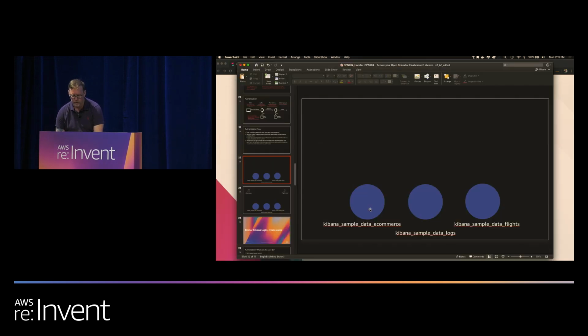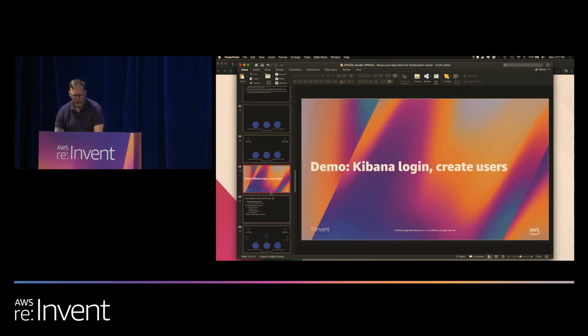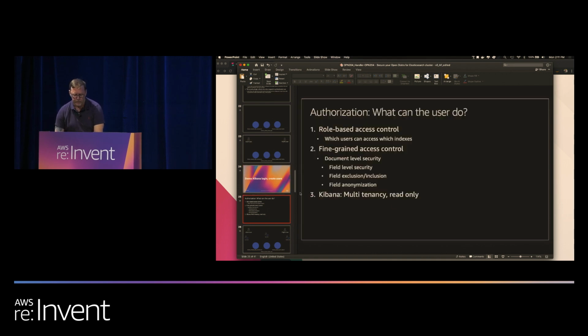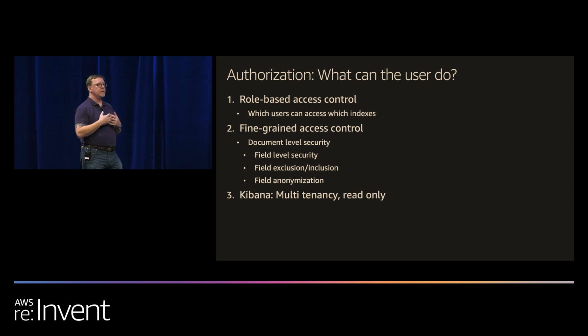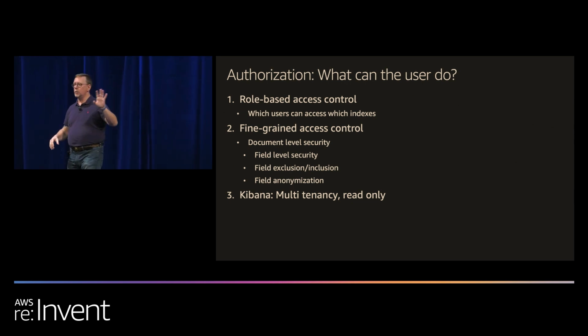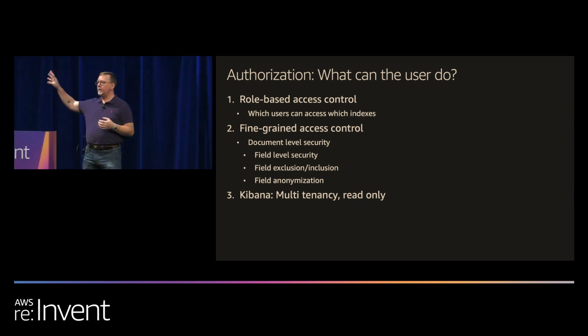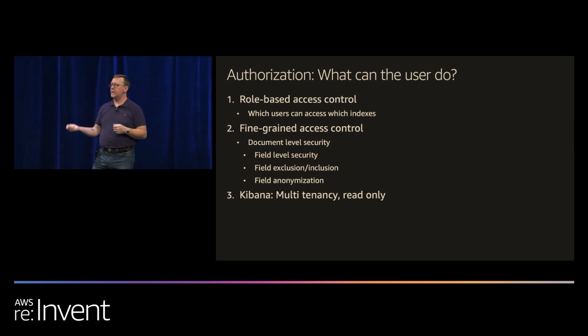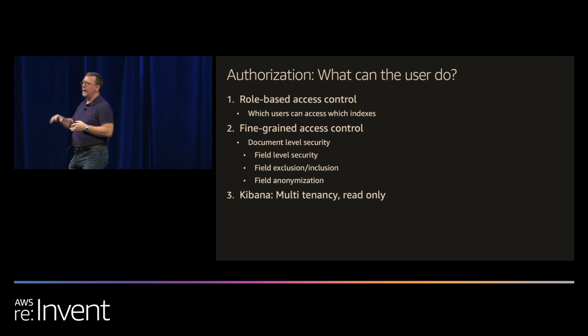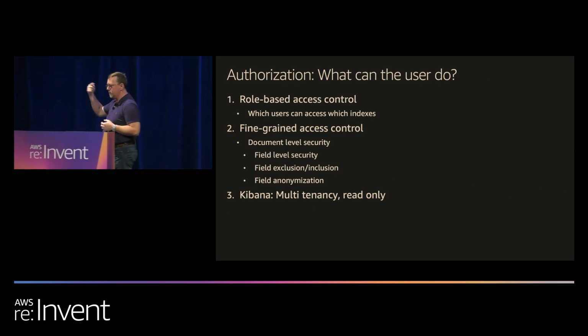All right. So let's go back out. We now have this scenario where we can log in and create users. So essentially we have role-based access control that we are now going to set up. This is going to control things like which users can access which indexes, which documents they have access to, which fields of those documents they have access to. Are fields anonymized before they're sent out to those users? And multi-tenancy we're going to do in a minute.